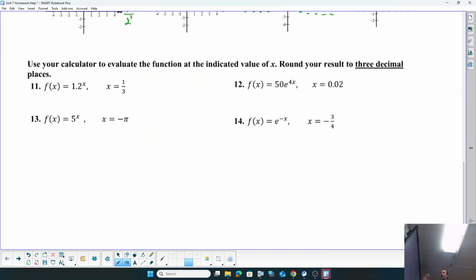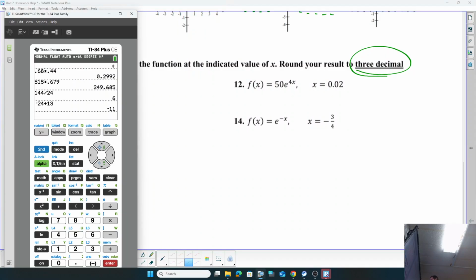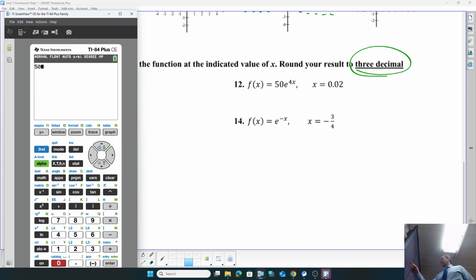This one's just very calculator based. You just want to see if you can plug it into your calculator and round to 3 decimal places. So get out your calculator, and you're going to type in 50 second. Where's E at? Oh yeah, it's down here. So e to the x power, do you see it above the ln? You have to push second, the blue button, and then ln to get the E button. So 50 second ln gives us E, and that's E to the 4x power.